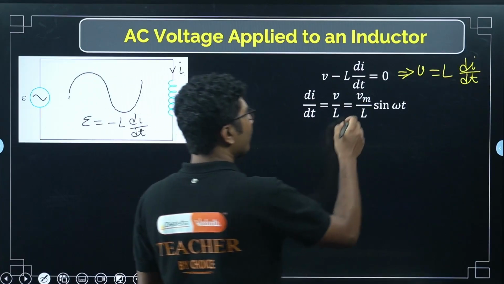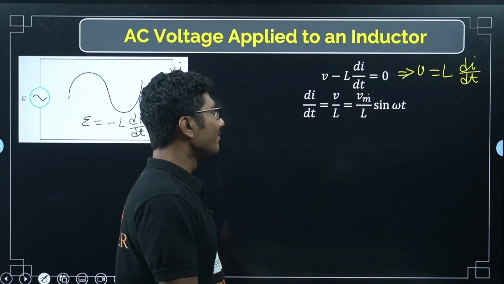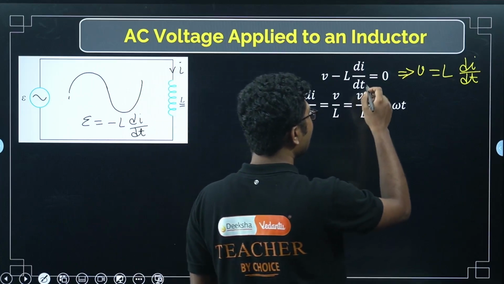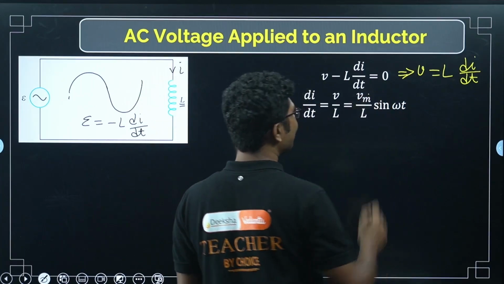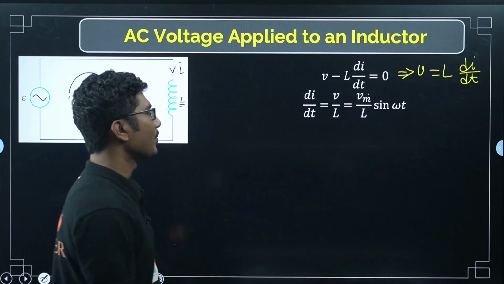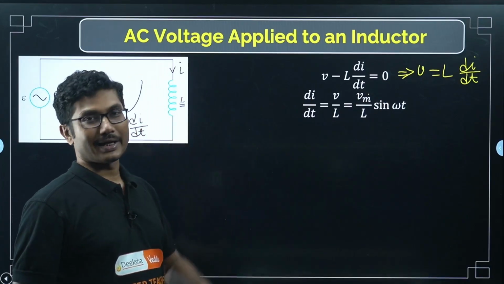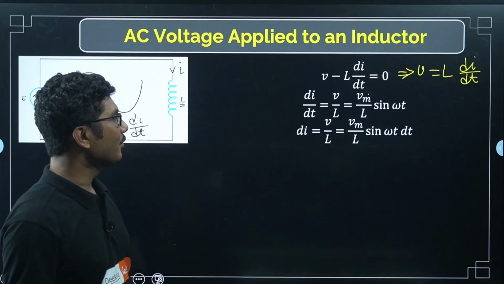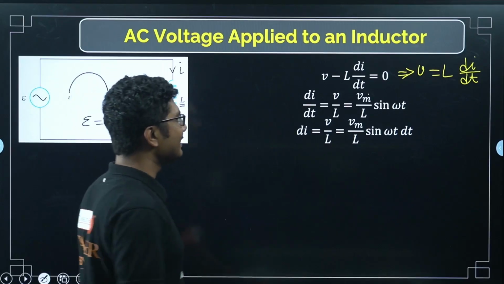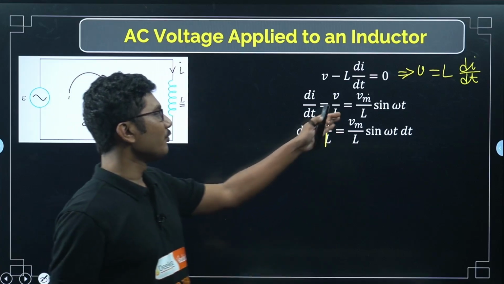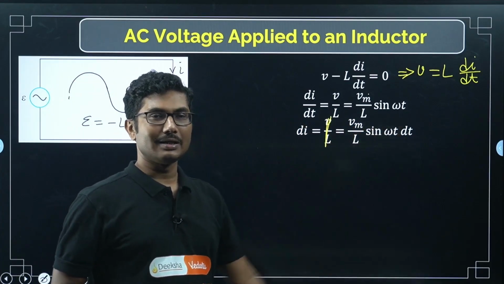Right? Now what is V by L? V is basically Vm sin theta. So we have used Vm sin theta and we have written that as Vm by L sin theta. Now this is given in terms of di by dt. This is not current. To find current, what do we have to do? We have to write it like this: di is equal to Vm by L sin theta dt.